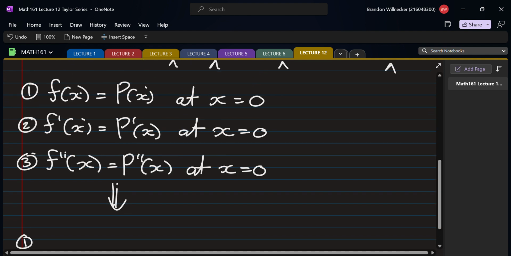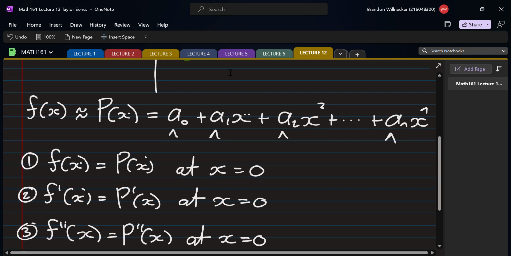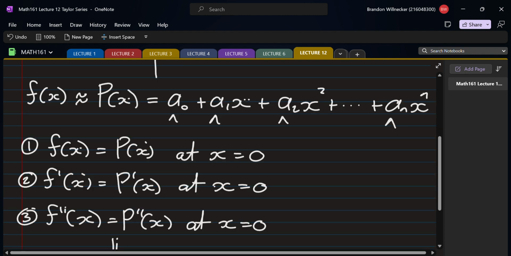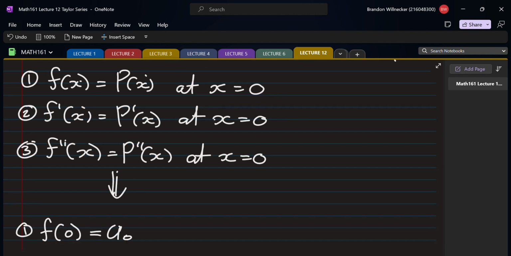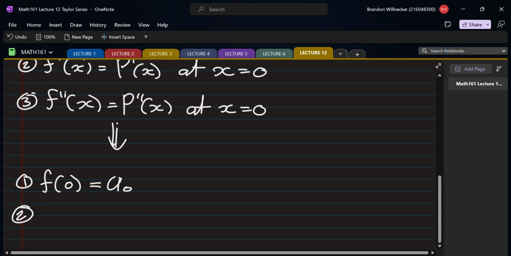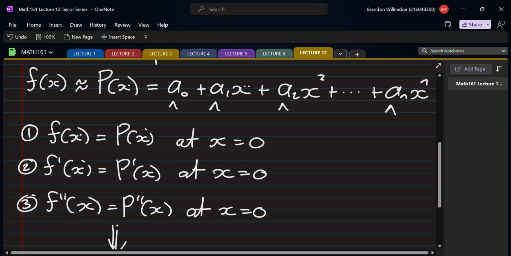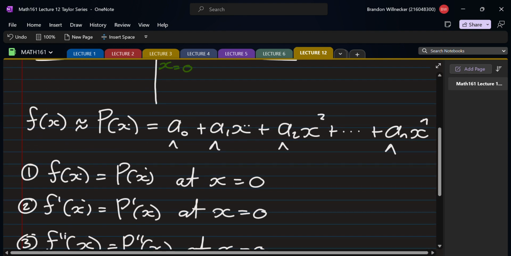So for the first bit, we want the function to match the polynomial. So f of 0 must be equal to the polynomial evaluated at 0, but here everything from a1 and higher will just be 0, because all the x terms will be 0. So we're just left with a0. Okay, so that allows us to solve for a0 quite easily. Okay, what about the first derivatives? So let's calculate f prime. So we have f prime. And then on the other side, we've got our polynomial that we want to match.